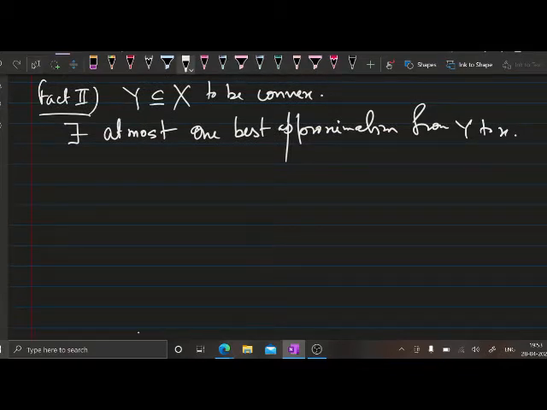Why? Because suppose you consider the case that there exists a best approximation from Y to x. Now you need to show that your claim is that the existence is unique.